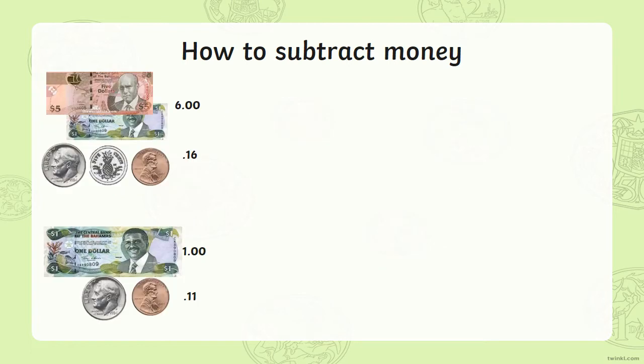In this slide, we are going to subtract coins and notes. Notice at the top, we have a $5 and a $1 note, which makes $6. We have a 10 cents, a dime, a 5 cents, and a penny, which is equal to 16 cents. At the bottom, we are taking away a $1 note plus a dime and a penny, which is 11 cents. So when you add those up, you are going to get $6.16 and $1.11.